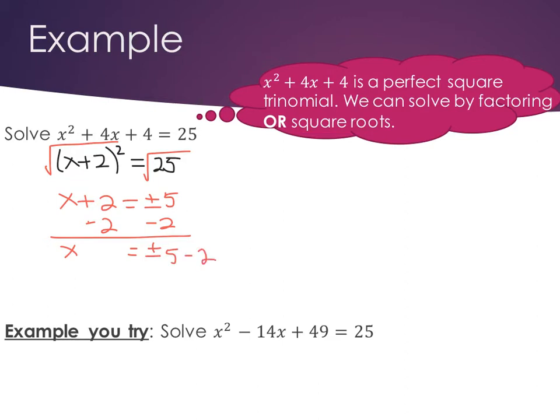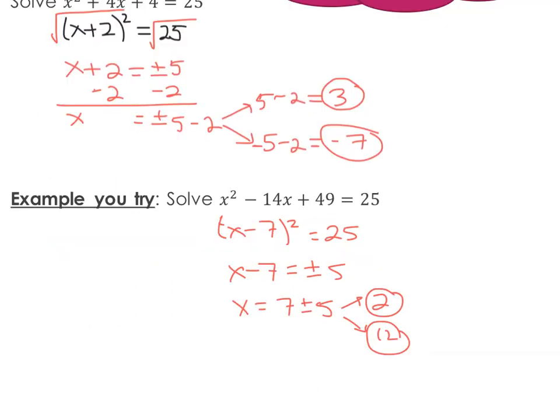Now, every year someone leaves this as their final answer. Remember, you really have two little mini expressions. 5 minus 2 is 3. So that's one answer, and you have negative 5 minus 2 equals negative 7. Two numeric responses. Now I want you to take a minute and try the example you tried. Hopefully you found x to equal 12 and x to equal 2.